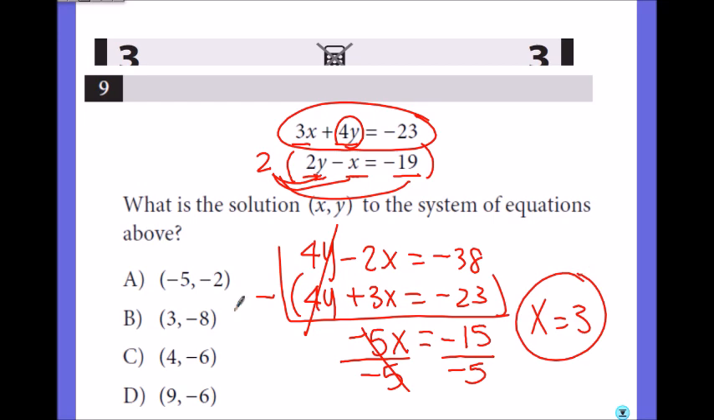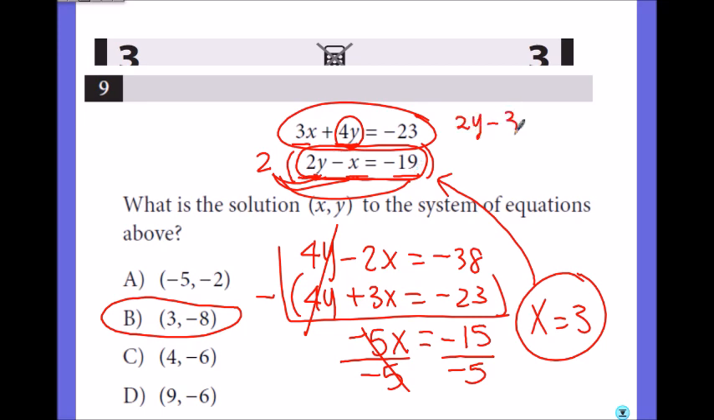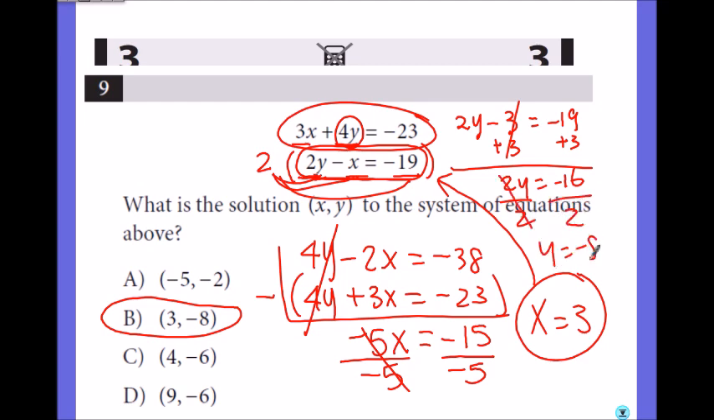So we already know the answer is B, but if you want to double check, at the end of the session, if you have extra time, I'll plug x into one of the equations. The second equation looks easier than the first one. So 2y minus 3x equals negative 19. Add 3 times 3, so 2y equals negative 16, divided by 2. So y equals negative 8, which was what we got in the first place.